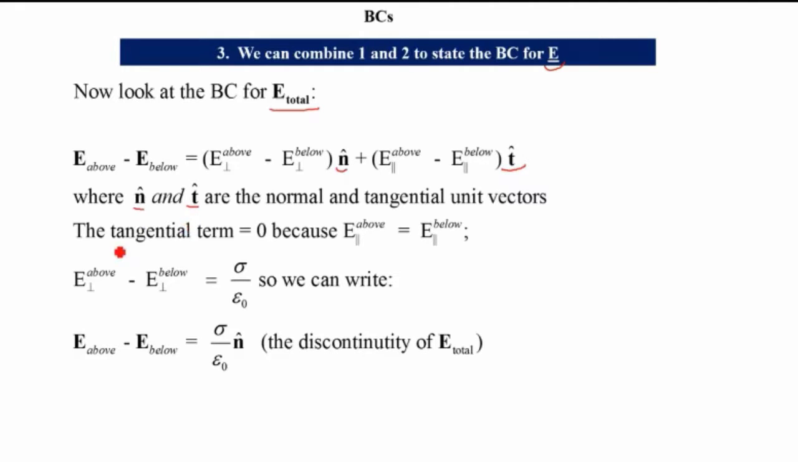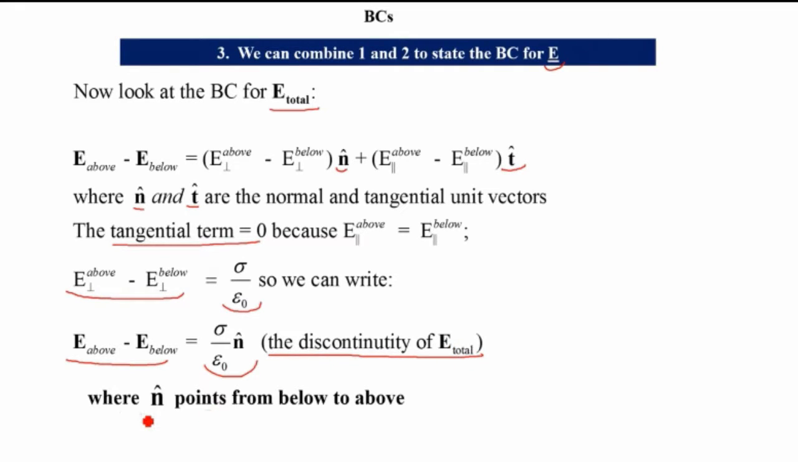Well, we've already shown that the tangential term is equal to 0 because the E parallel above is equal to E parallel below. So that only leaves the normal component, and here's the condition we've derived. That difference in the E perpendicular is equal to sigma over epsilon naught. So we can combine all this by just basically throwing this part away. The total E vector above minus the total E vector below will be equal to this vector right here. So it's the sigma over epsilon naught times n hat. So this is the discontinuity of the E total vector.